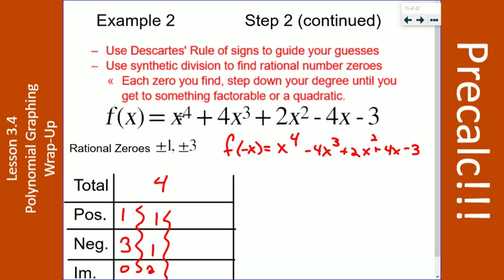So Descartes' rule of signs shows us that we can have either 1 positive and 3 negative roots with no imaginary solutions, or we could have 1 positive root, 1 negative root, and 2 imaginary solutions. Those are our 2 options. Those are the 2 things that we can potentially have as our solution spaces.